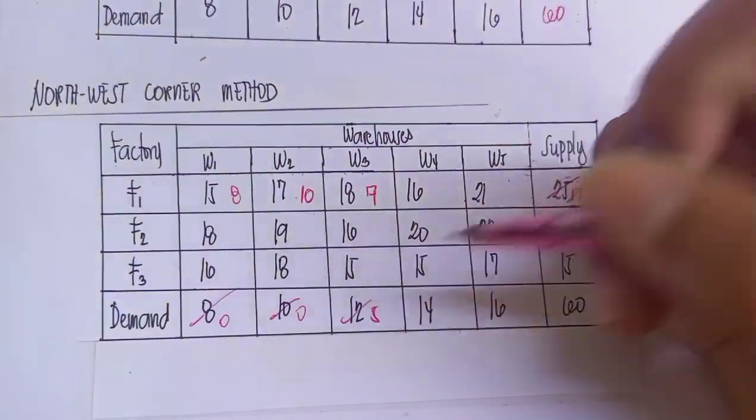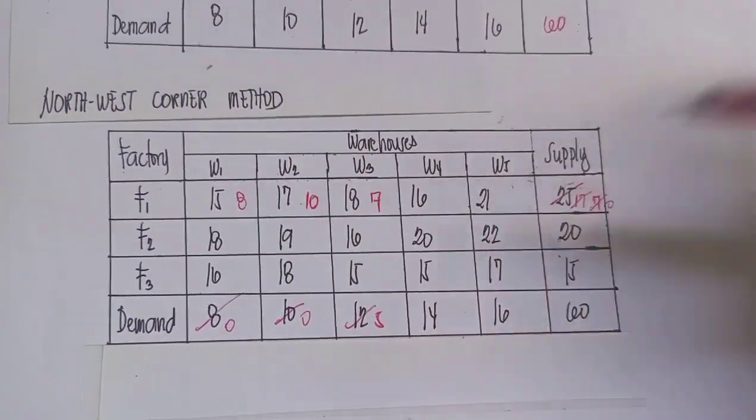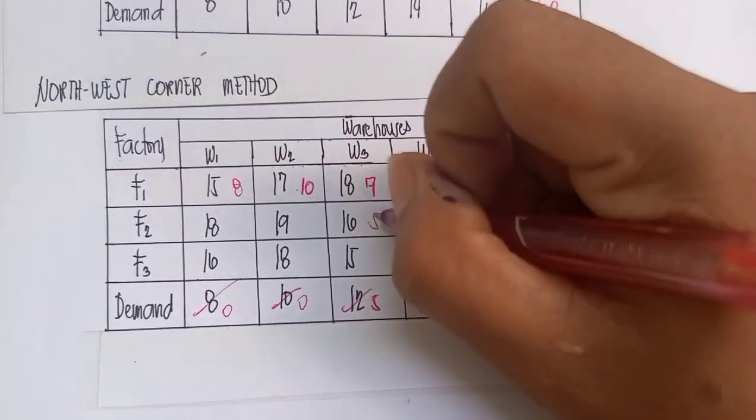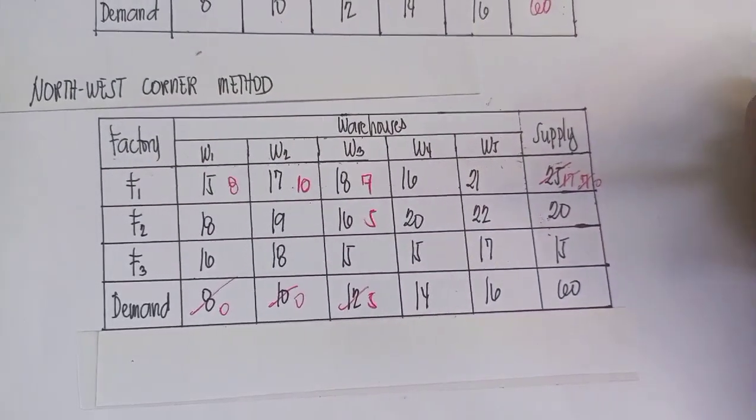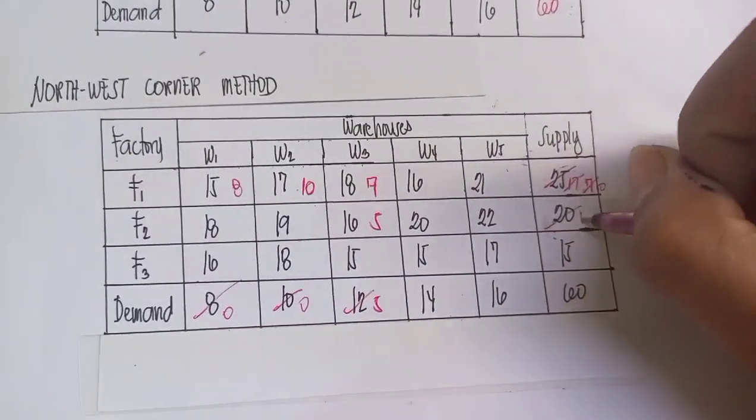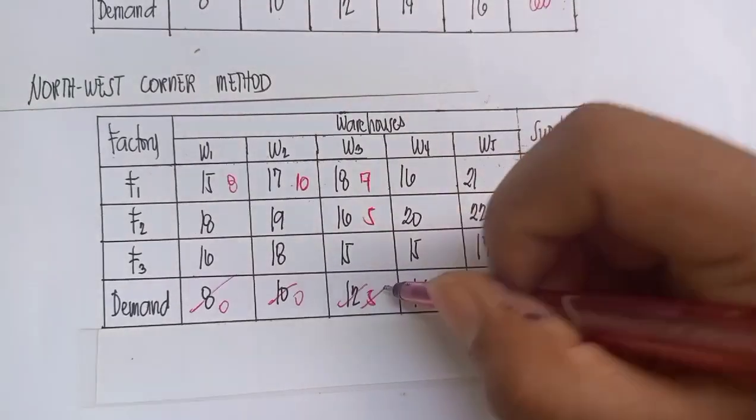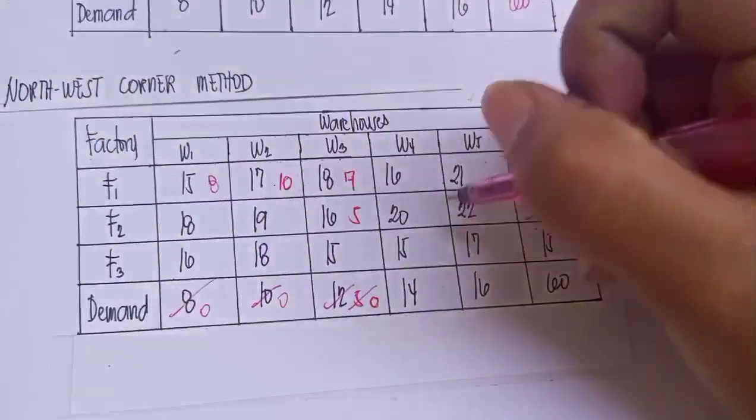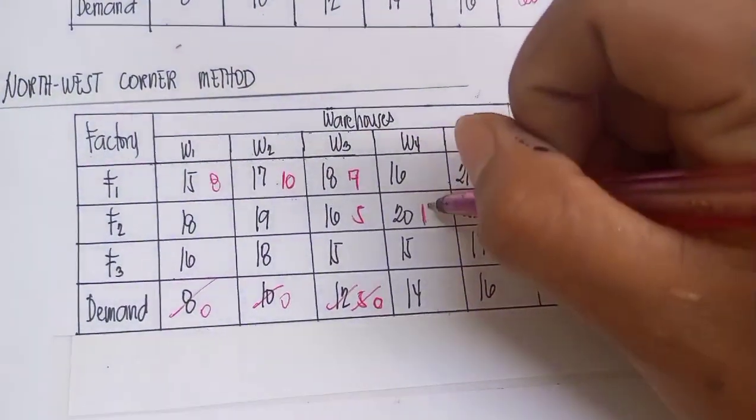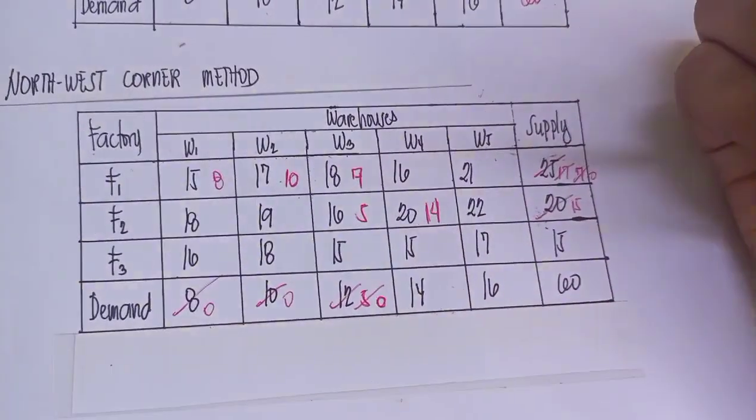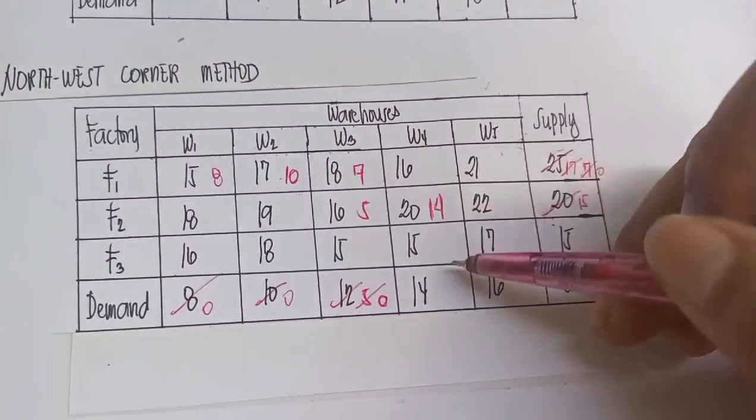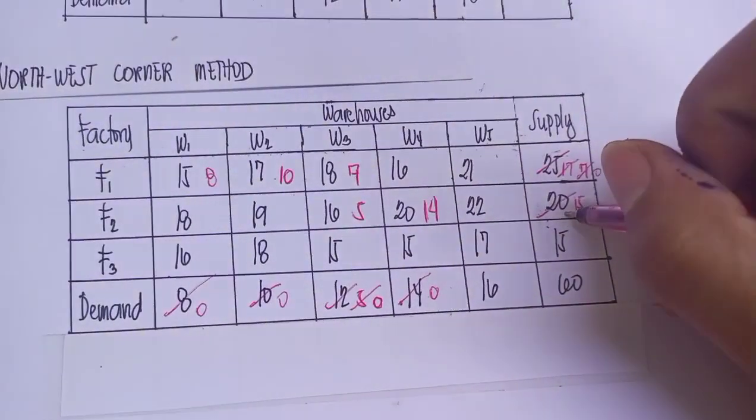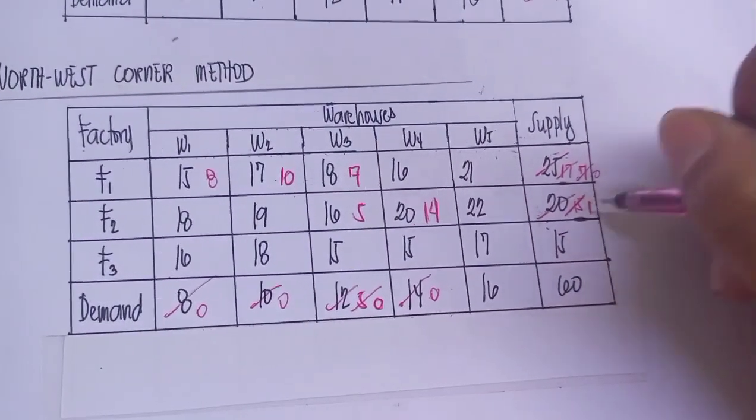Now, move vertically in the matrix and assign 5 units to cell F2W3. The supply of F2 is left with 15, while the demand for W3 gets fully saturated. Again, move horizontally and assign 14 units to cell F2W4. The demand of destination W4 is fulfilled while the supply is in surplus, which is left with 1.